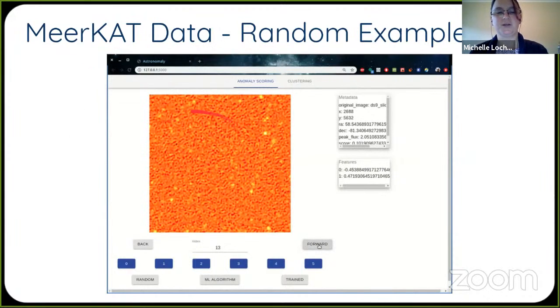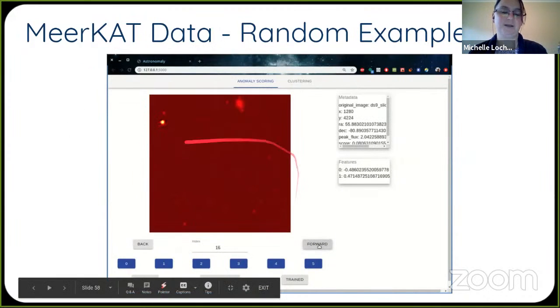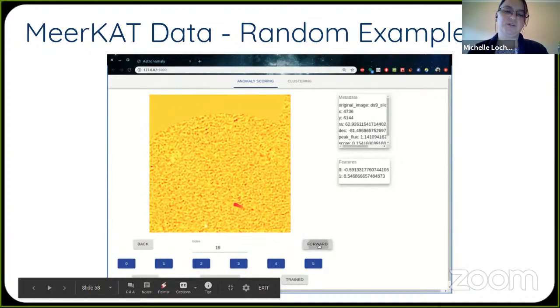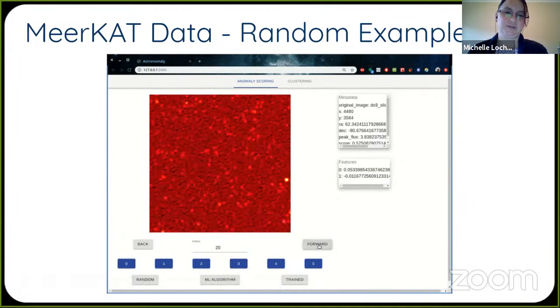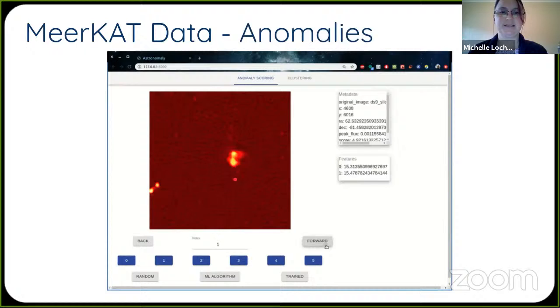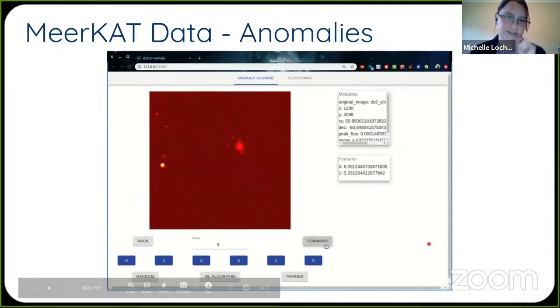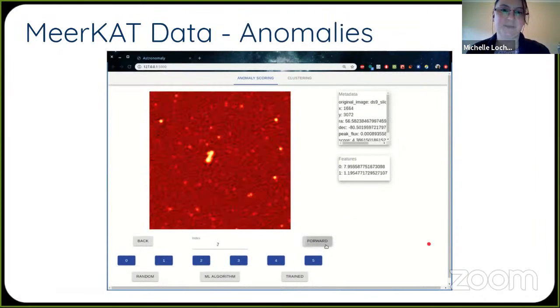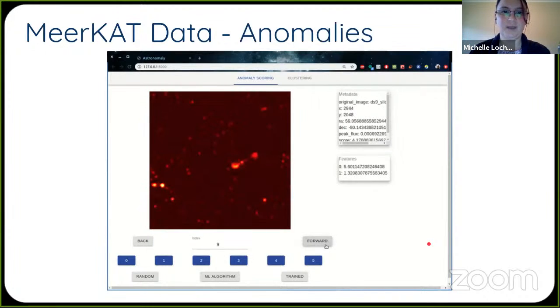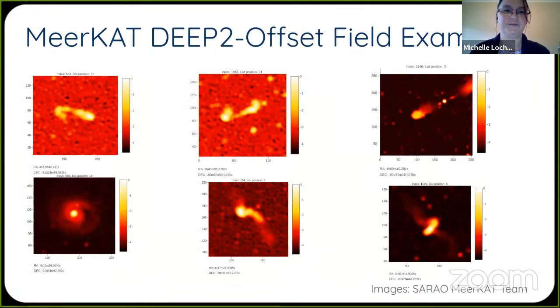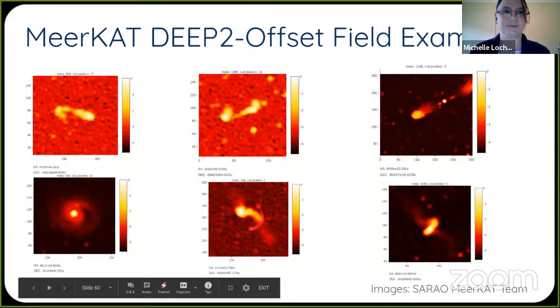So this is now radio data. And again, this is a random sampling around an image where most of what you see is noise or point sources. But if you run some anomaly detection, then you start seeing some very pretty radio galaxies. And just to highlight a few here, I particularly like this one and this one.